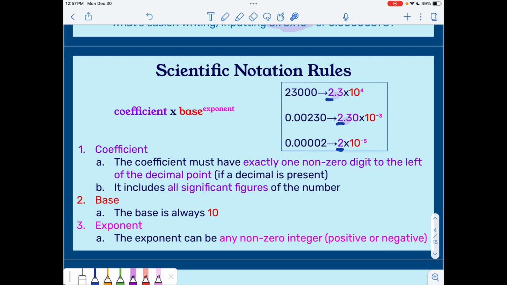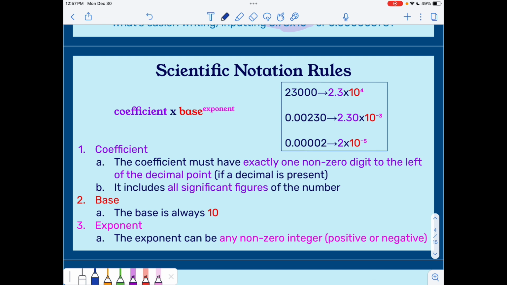The coefficient always also will include all significant figures of the number. So here you can see that all of the significant figures in the number are in this purple coefficient. And right now is actually a really good time to pause the video and go check out one of my previous significant figures videos if you need a refresher or aren't sure what Sig Figs are. It's really important for scientific notation to have a good grasp on that.